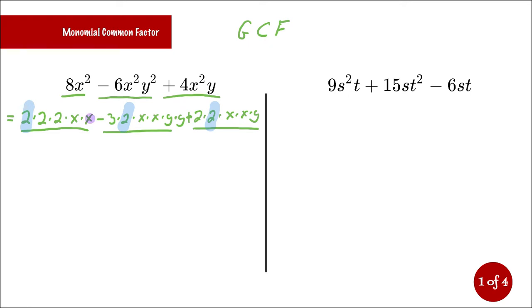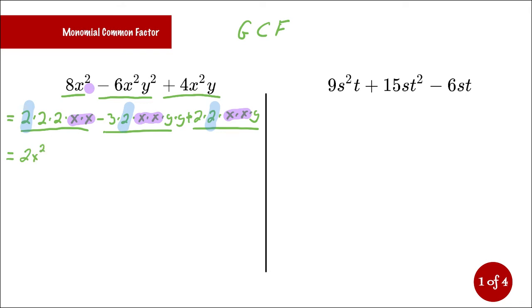Looking at the variables, you can see that you've got 2 x's in each. And then looking at the y's, you'll see in the first term, there isn't a y. So you have now found the greatest common variable in each of the three terms. So the greatest common factor will be 2x squared.